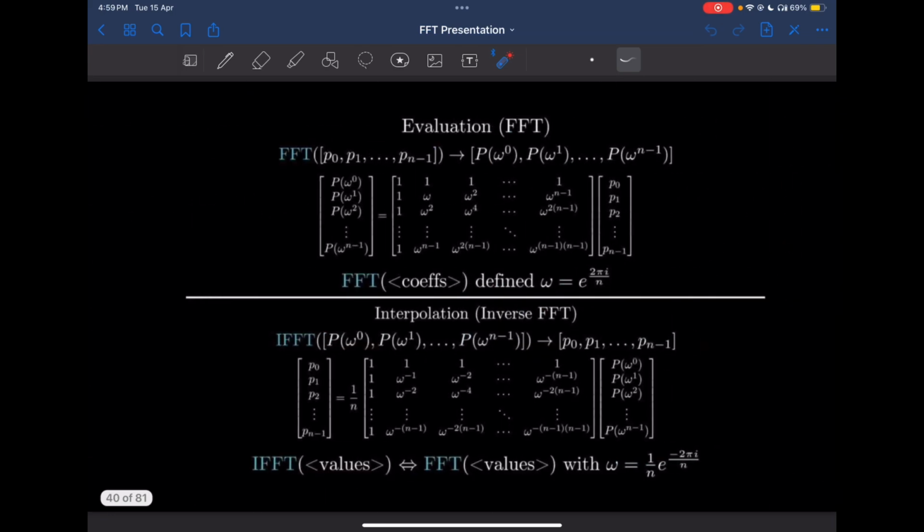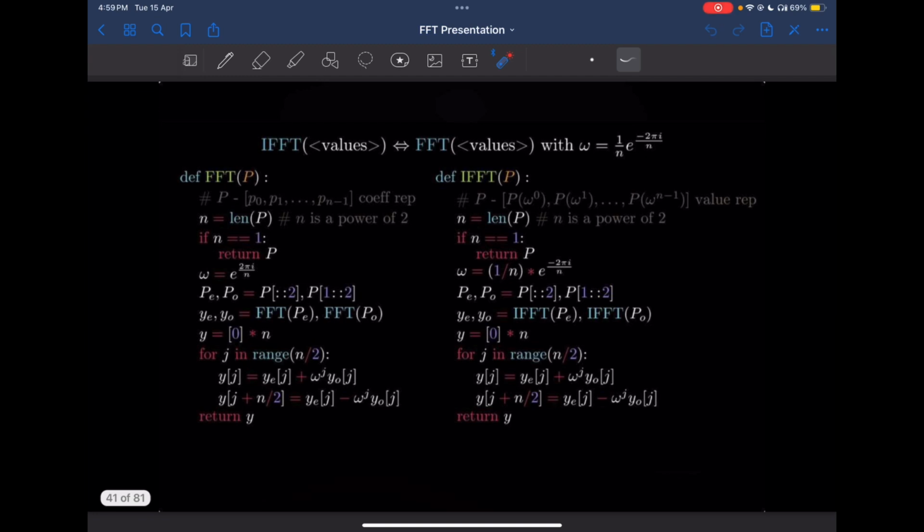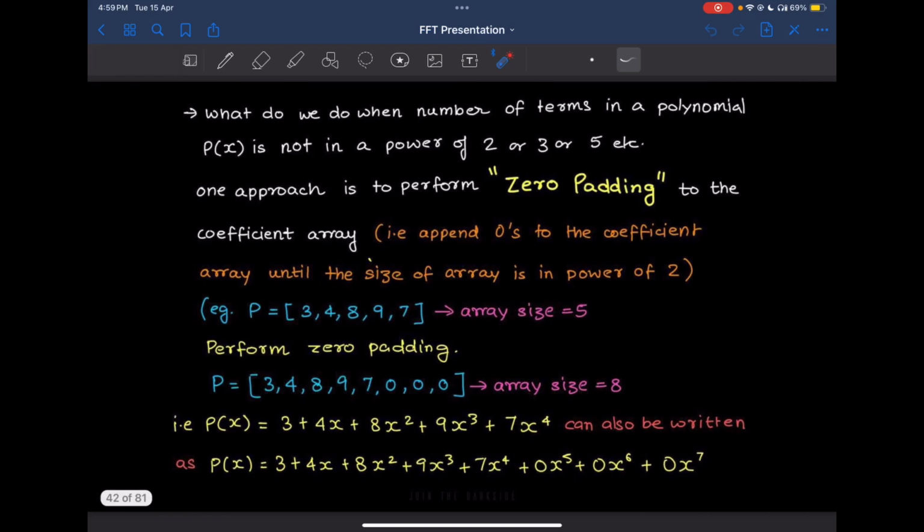Okay, now we move on to the final part, that is comparing the FFT algorithm and the inverse FFT algorithm. Just one small change is there. You just need to change the omega value. Right here, the power is just negative, and you're multiplying it by a factor of 1 by n. That's it, and you get your inverse FFT algorithm.